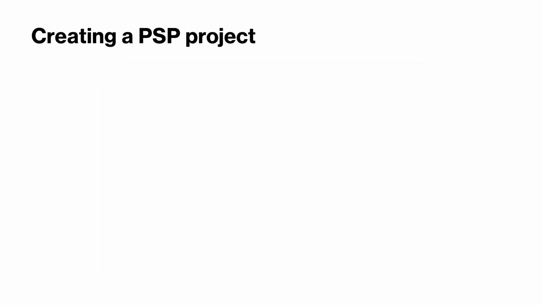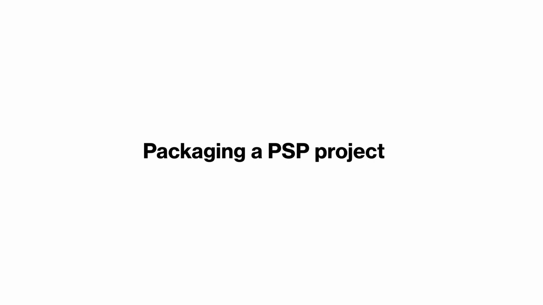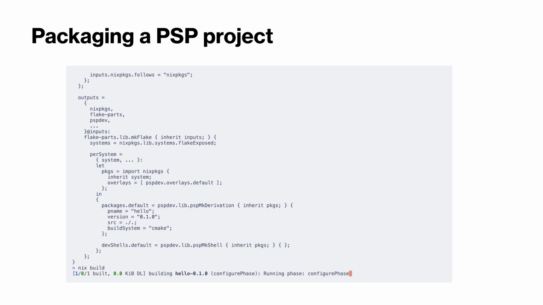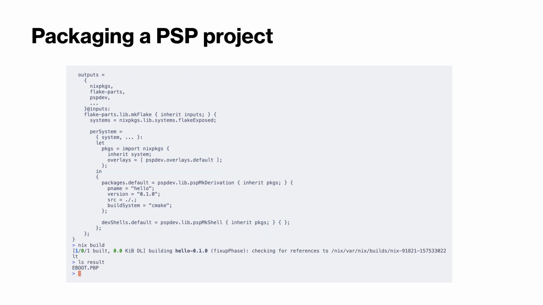Okay, let's say we are happy with our work so far and want to package it. If we look at the generated flake.nix file, we can see that it defines a package, so we can build it with nix build. The output goes into the result directory, which contains our final EBOOT.PBP file ready to ship.